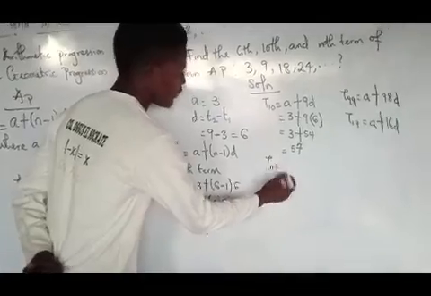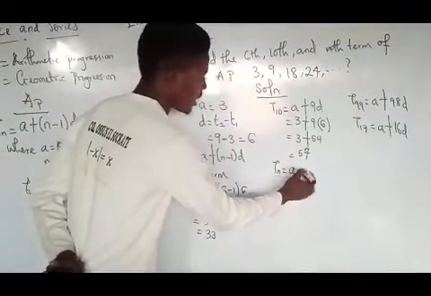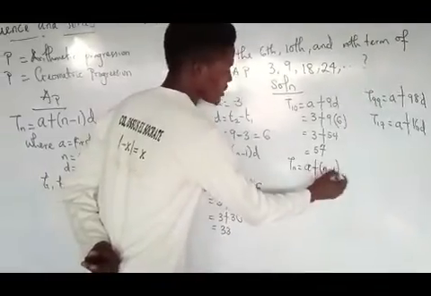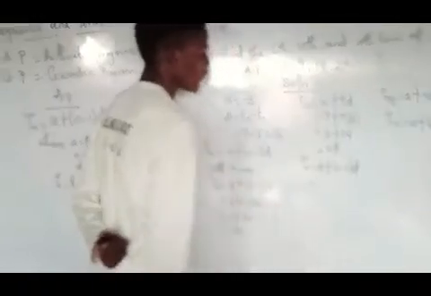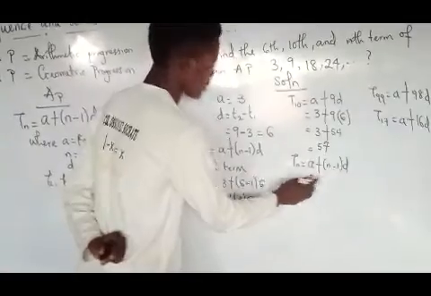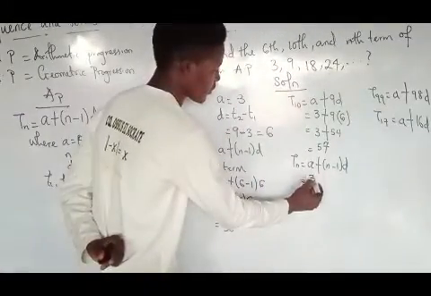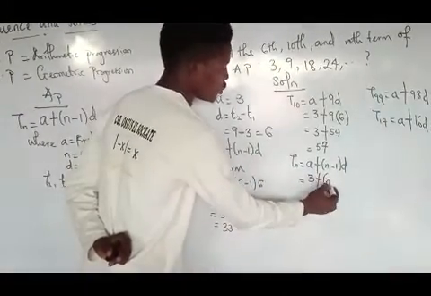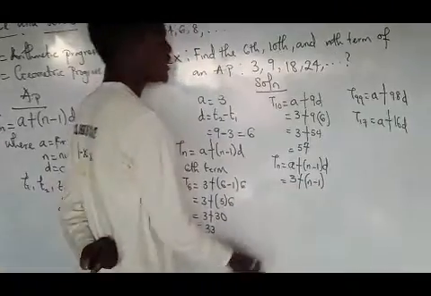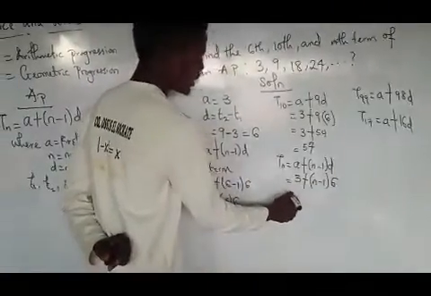So the nth term, Tn. For the nth term we will use the formula A plus (n minus 1)D. All right. So if we find this nth term, that will be A, which is 3, plus what's your n? You don't know, minus 1. Then your D is 6.